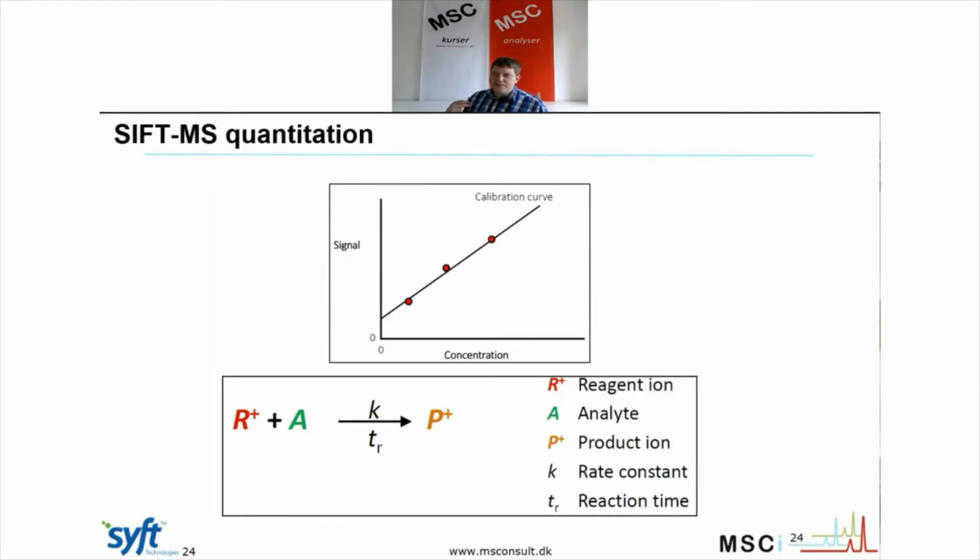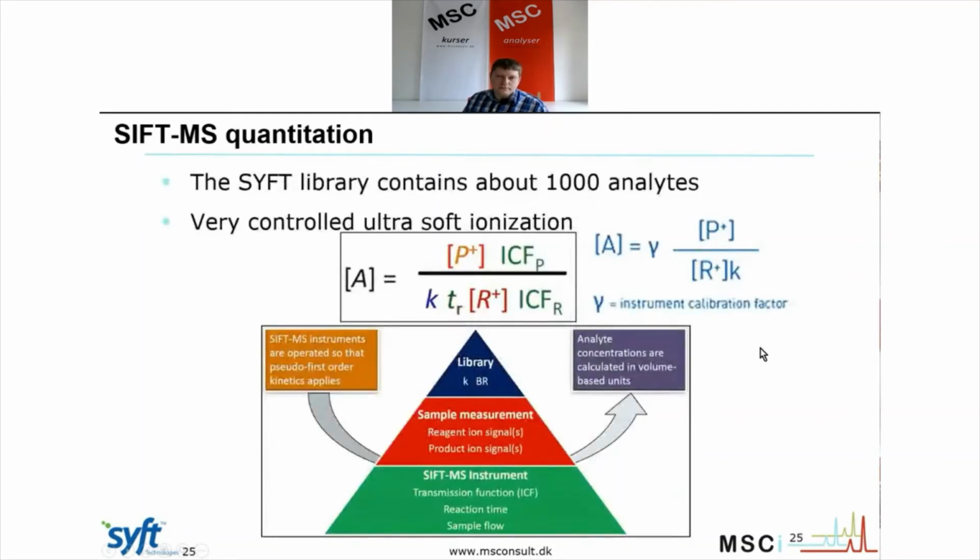But if you are comparing different batches, then you might have such big differences that it doesn't matter that you have a good bit of variation, maybe 20 to 30%, and then you can use the internal calibration instead. And the reaction is, here we have the reagent ion plus the analyte gives the product ion, and we have the rate constant and the reaction time. So we have this equation again that was in the picture.